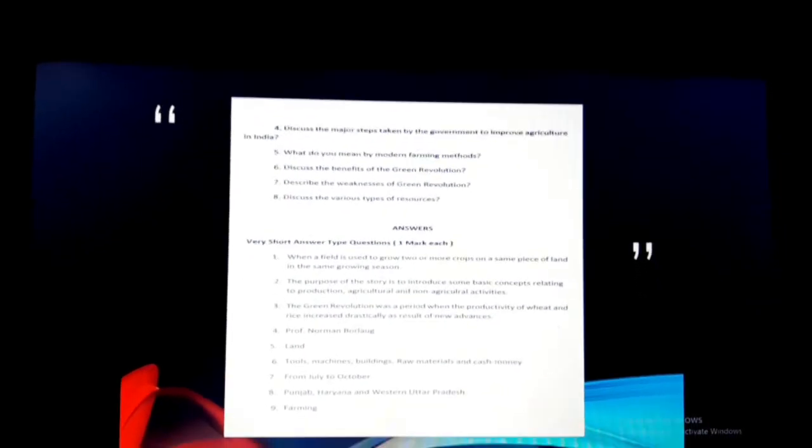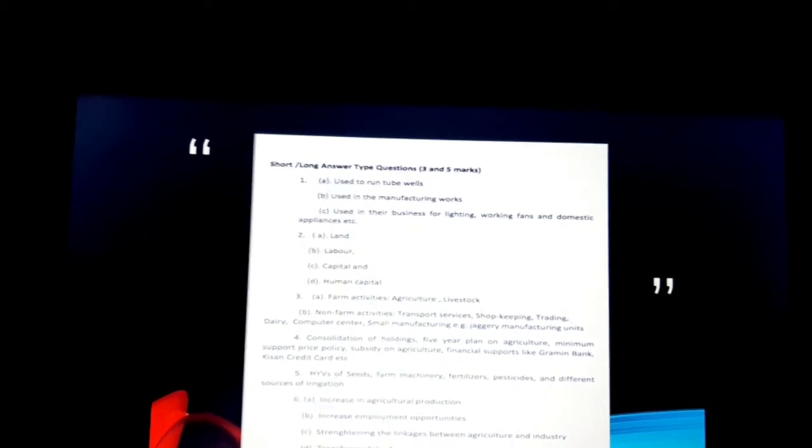Now question number 4. Discuss the major steps taken by the government to improve agriculture in India. So the answer is: the consolidation of holdings, five-year plans on agriculture, minimum support price policy, subsidy on agriculture, financial support like Grameen Bank, Kisan credit cards, etc. Fifth question, what do you mean by modern farming methods? HYV seeds, farm machineries, fertilizers, pesticides, and different sources of irrigation.